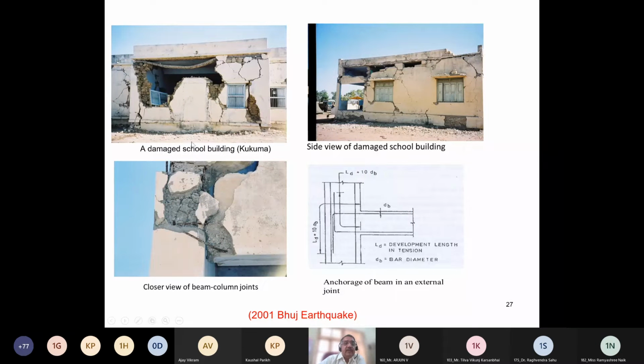Also from the Bhuj earthquake, a damaged school building in Kukuma village. A closer view of this beam column joint is shown here. The reinforcement has just come out. The code specifies that in an external joint, we have to take the reinforcement development length plus 10 times the bar diameter. This top reinforcement and bottom reinforcement, same thing. And if this is not done properly, we can expect these kinds of pulling out of the reinforcement.